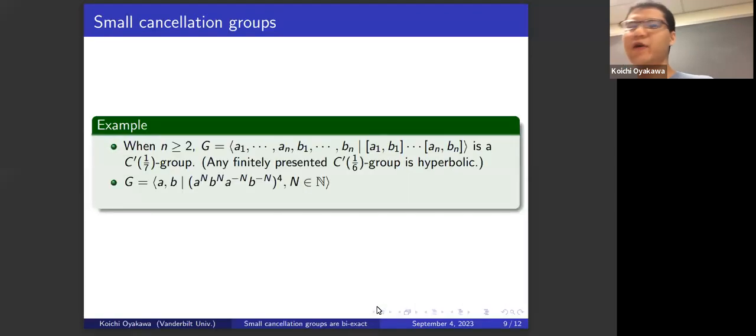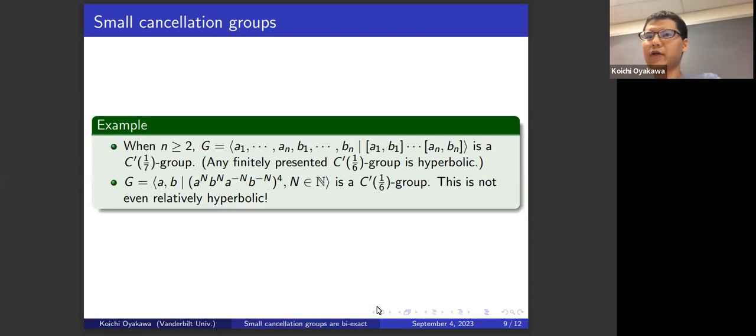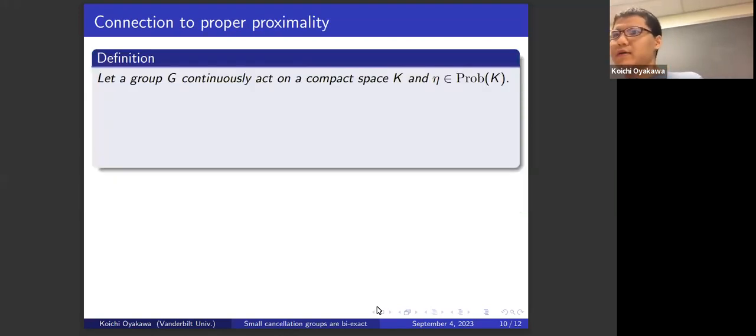Because my group doesn't need to be finitely presented, we can take an infinite presentation. For example, this satisfies a C prime 1/6 condition, and then this group is not even relatively hyperbolic. So the class of finitely generated C prime lambda groups is very different from the class of hyperbolic groups. That's one important point of my work.